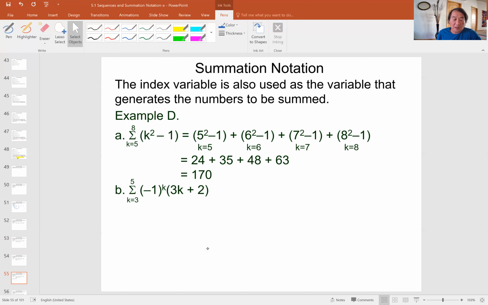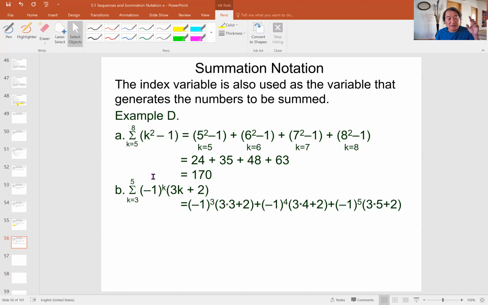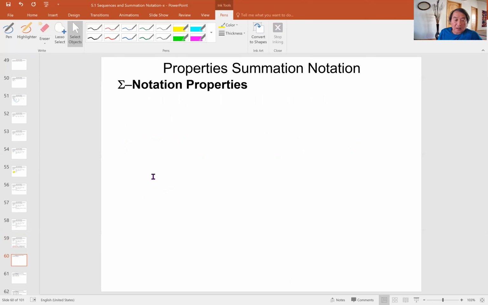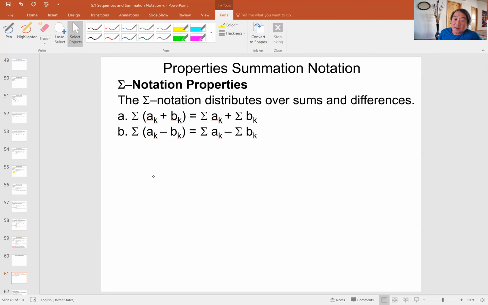Here, same thing. The only difference is you make the sign adjustment, (-1) to the k power. It's going to be minus the first one, plus the second one, minus the third one, and then you combine them. This is called an alternating sum, with the sign flip-flopping.